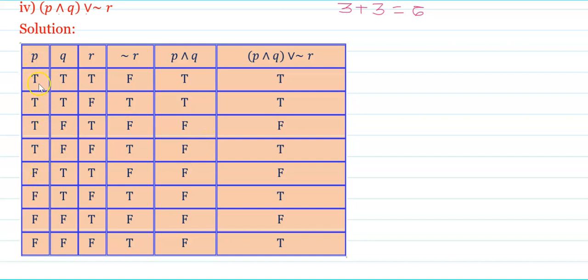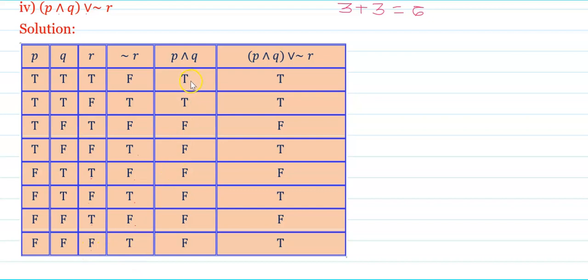Again, P means what? The 4 times T and the 4 times F. Q means what? Double T, double F. R means what? TF, TF, TF, TF in this way. Negation of R: negation of T is F, negation of F is T, and so on alternately.